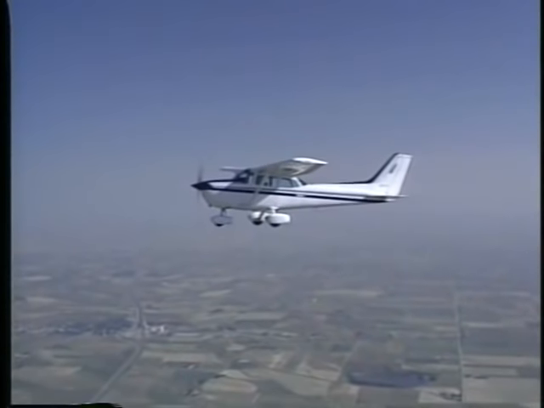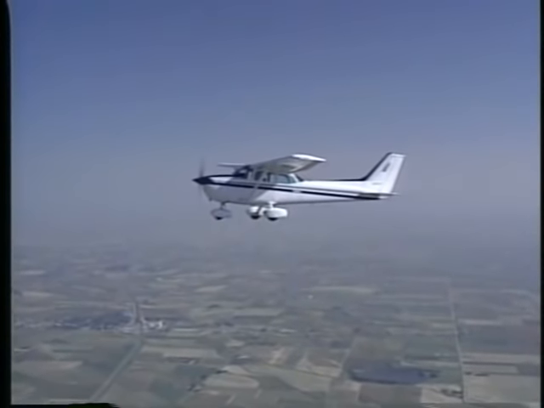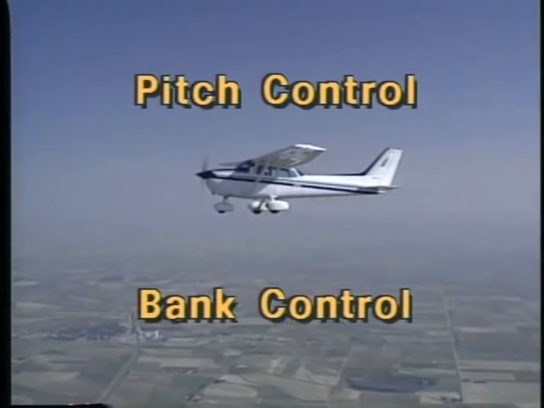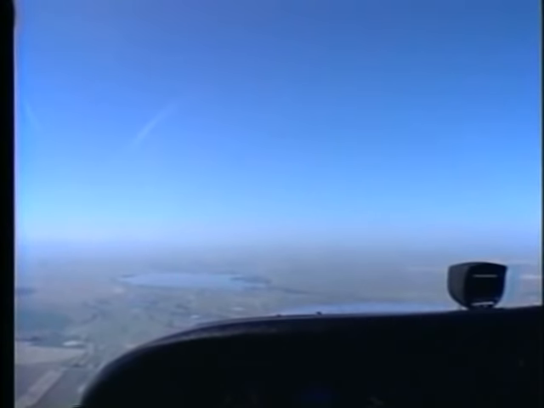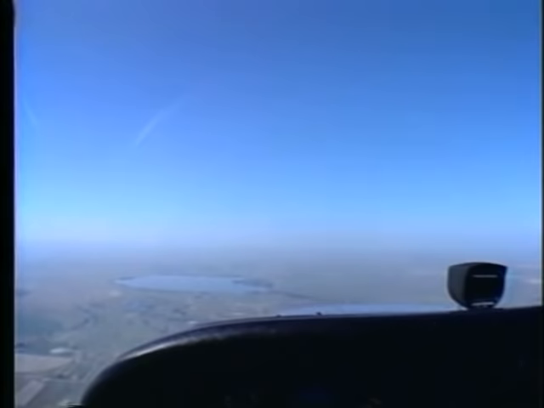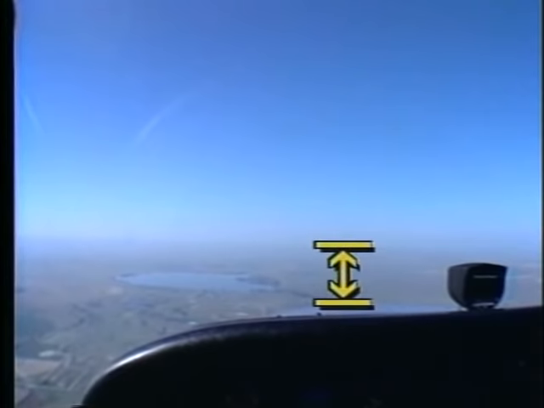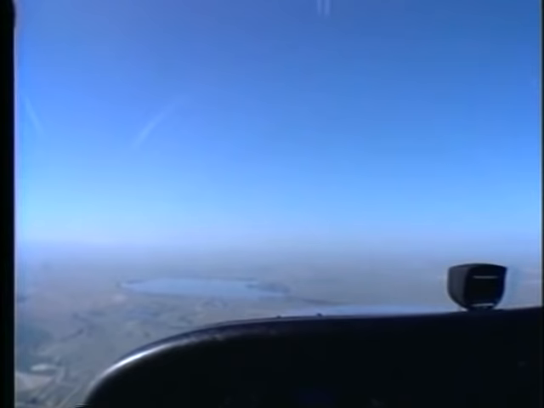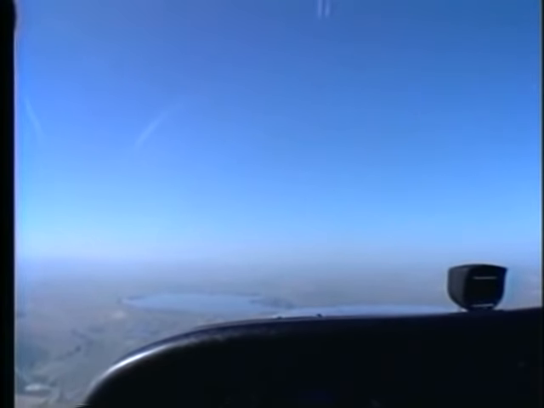Airplane control in this situation is divided into two basic elements, pitch control and bank control. Your primary reference for determining pitch information is the view forward through the windshield. This is the normal pitch attitude for level flight. The distance between the nose and the horizon is a measurement of your pitch attitude. As your pitch attitude is increased, the distance between the nose and the horizon becomes smaller. As your pitch attitude is decreased, the horizon moves higher and further away from the nose.